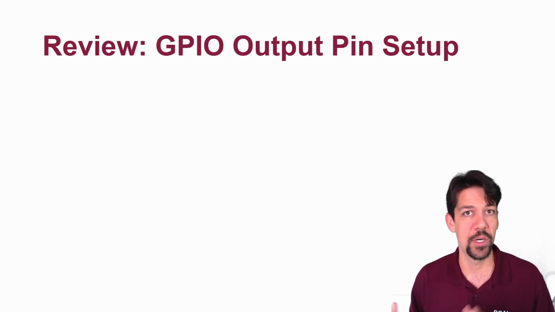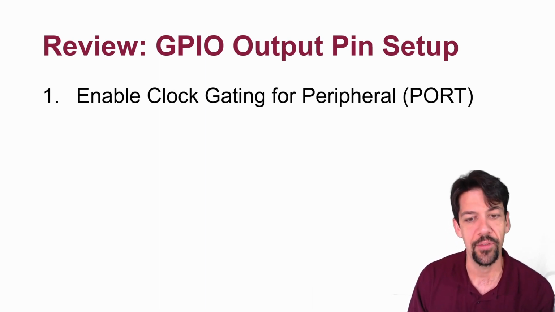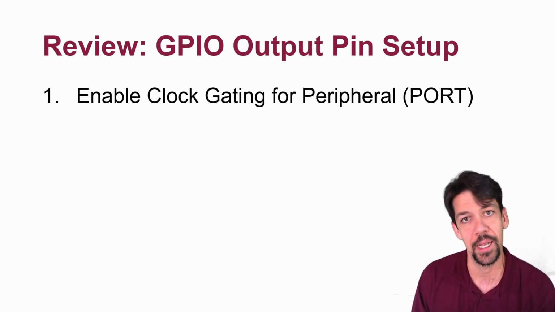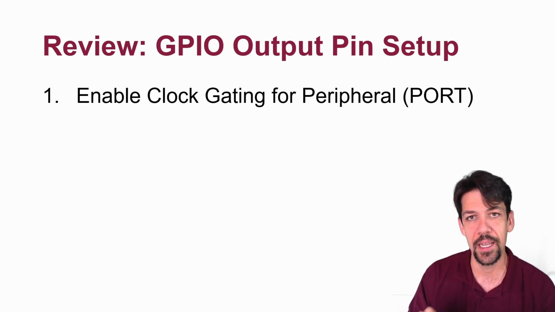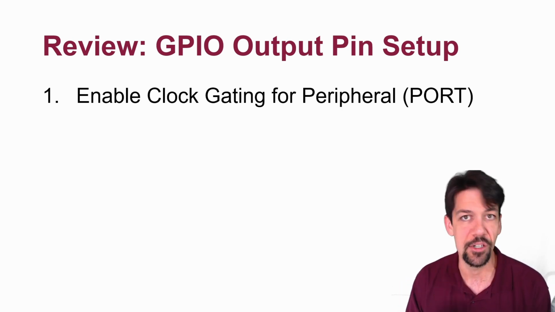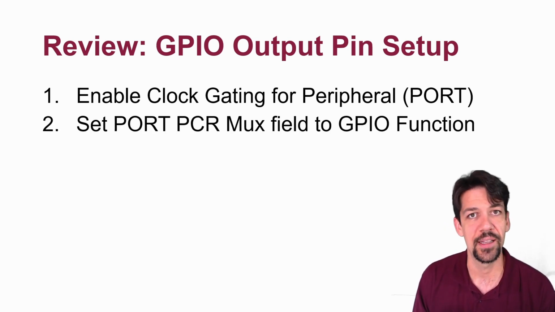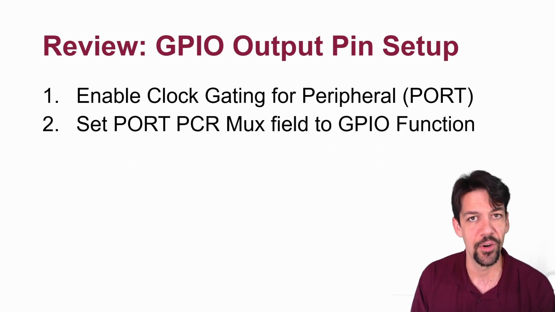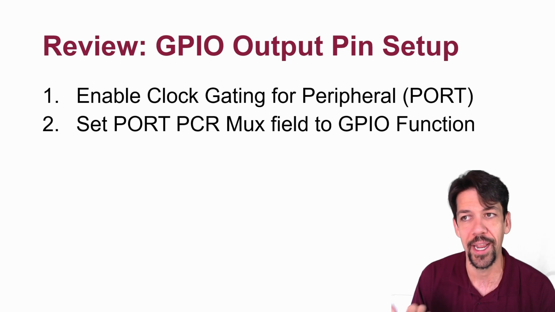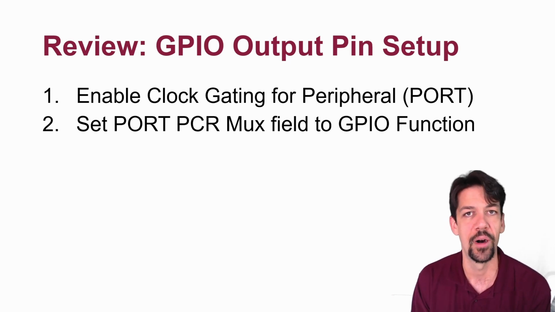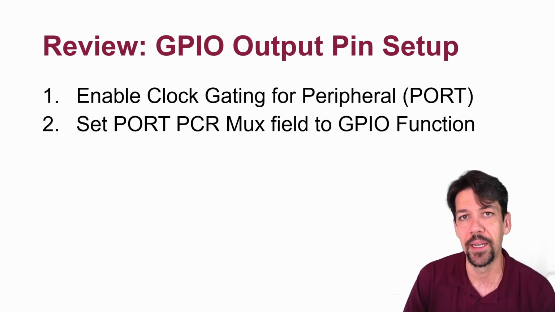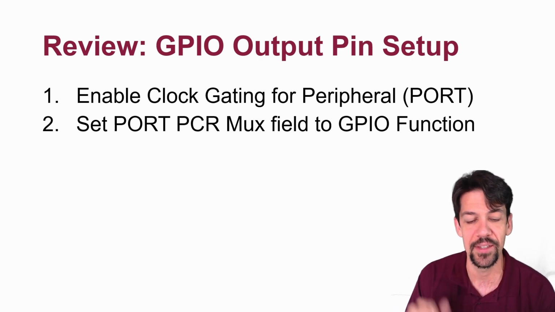Okay, let's review. Let's put it all together, right? For any time we want to set up a GPIO pin as an output, the first thing we have to do is set clock gating for the peripheral. In this case, we're using the port, so we have to set the port clock gating. We'll go and look that up in the SIM chapter in the SCGC registers. Then we have to set the port PCR mux field to GPIO function and read through which pin and alternate mode we need to set for a GPIO pin. We can find the alternates in the pinout in the system multiplexing chapter.